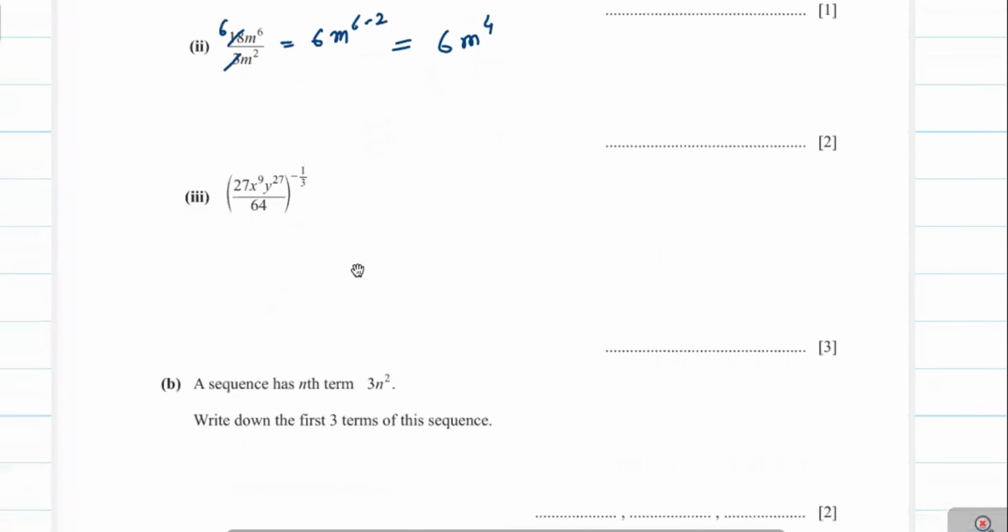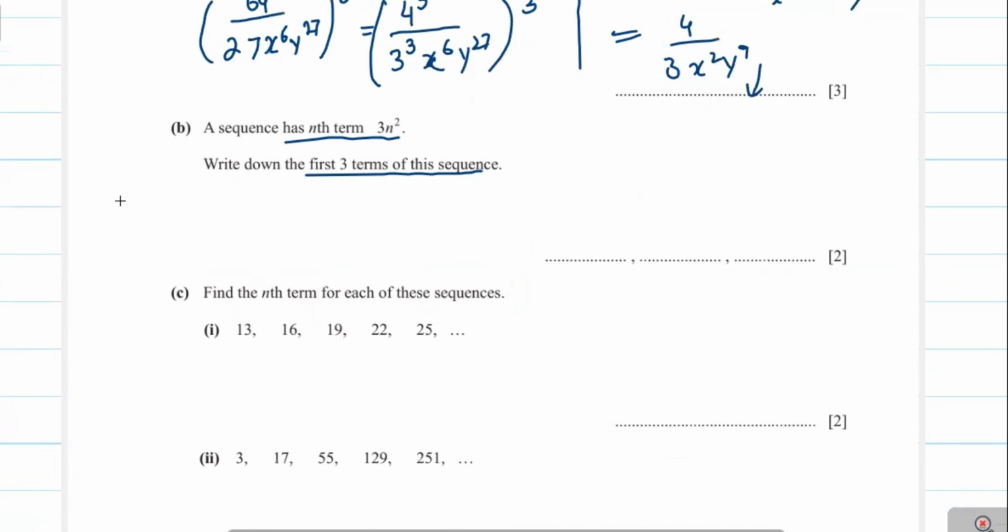The next is 27 times 9 over 27 times 64, whole cube to the power minus 1 over 3. Firstly, we convert the power into positive power. Now, if we shift from numerator to denominator and denominator to numerator, we write it for n equal to 1. Now, the nth term is 3n square. Now we write it as 3 multiplied by 1 square. That value becomes 3 into 1, which is 3.